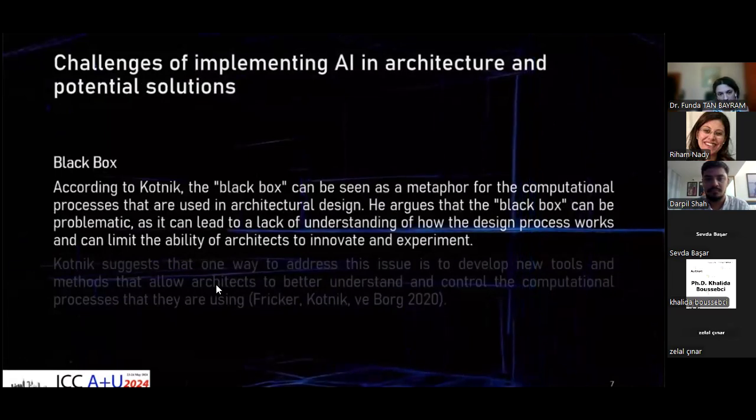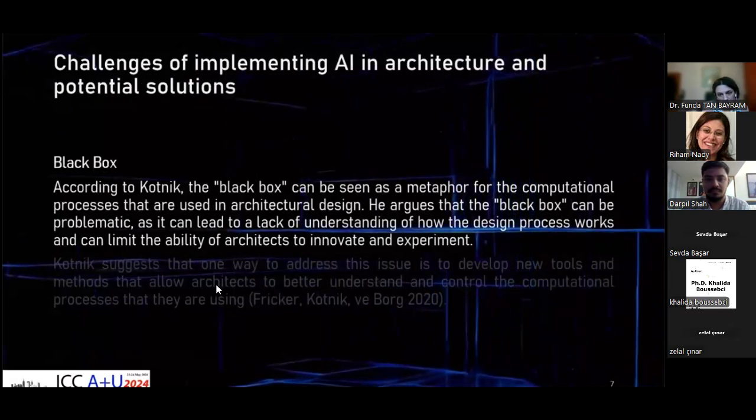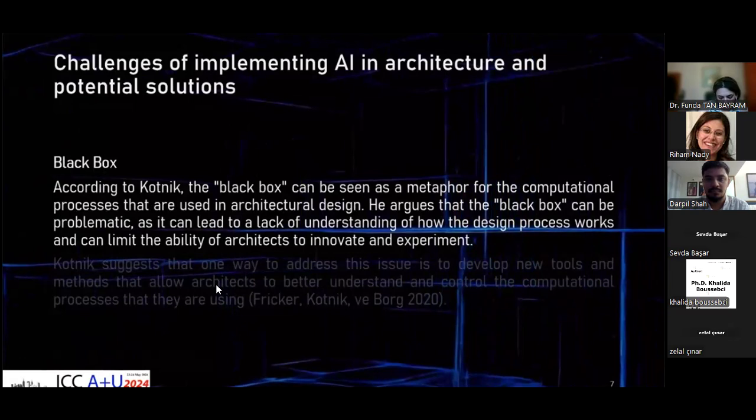At this stage, the challenge of implementing AI in architecture and potential solutions will be explored. One of these challenges is the opacity, often referred to as the black box. According to Kotnik, the black box can be seen as a metaphor for computational processes that are used in architectural design. He argues that the black box can be problematic as it can lead to a lack of understanding of how the design processes work and can limit the ability of architects to innovate and experiment.